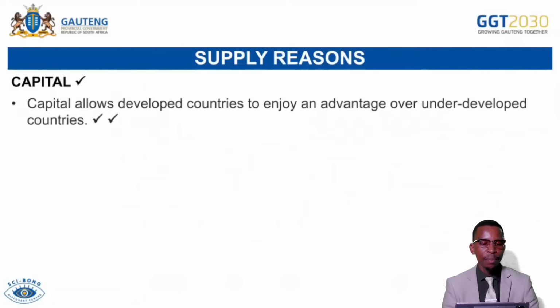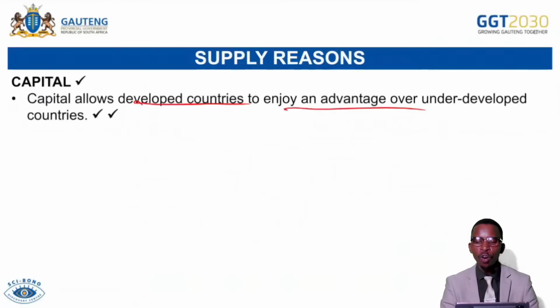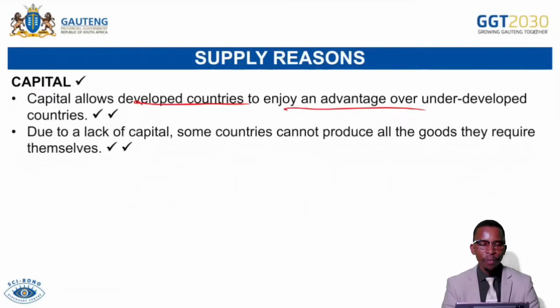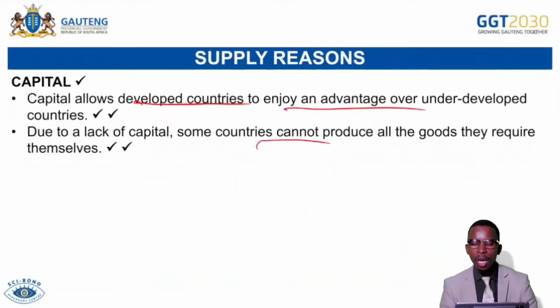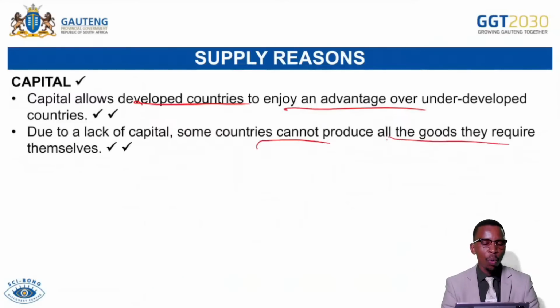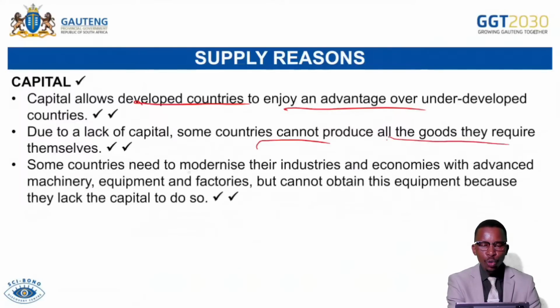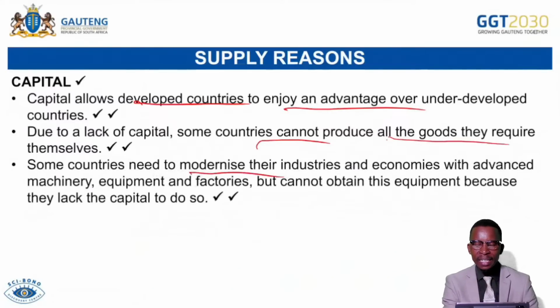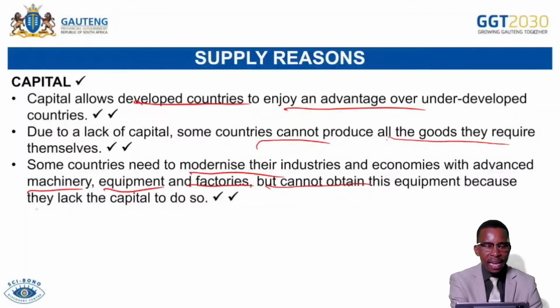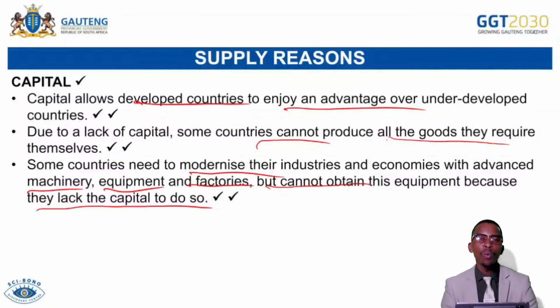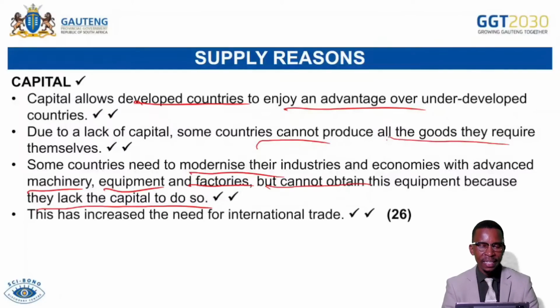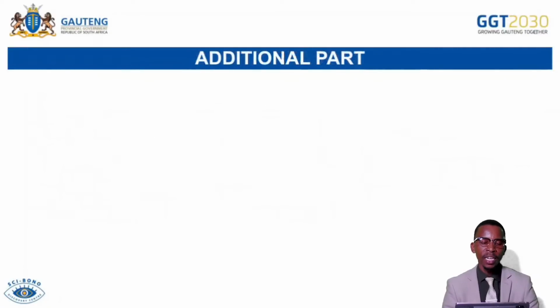The capital. Capital allows developed countries to enjoy advantage over underdeveloped countries. Due to lack of capital, some countries cannot produce all the goods they require themselves. Some countries need to modernize their industries and economies with advanced machinery, equipment, and factories, but cannot obtain this equipment because they lack the capital to do so. So they will be supplied by other world countries. This has increased the need for international trade. That is 26 marks.